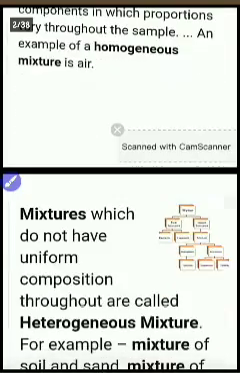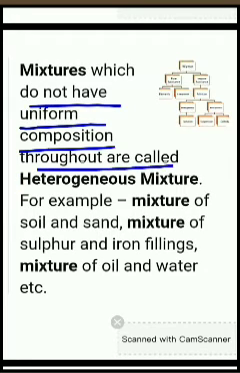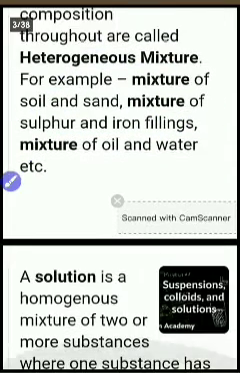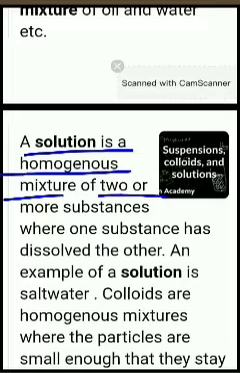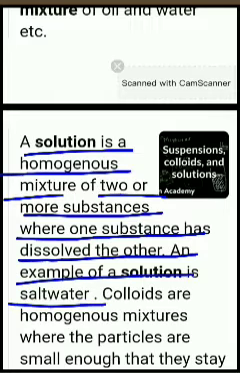Next we will discuss mixtures which do not have uniform composition throughout, called heterogeneous mixtures. For example, a mixture of soil and sand, a mixture of sulfur and iron filings, and a mixture of oil and water, etc. Next we will discuss a solution. What is a solution? A solution is a homogeneous mixture of two or more substances where one substance has dissolved the other. An example of solution is salt water.